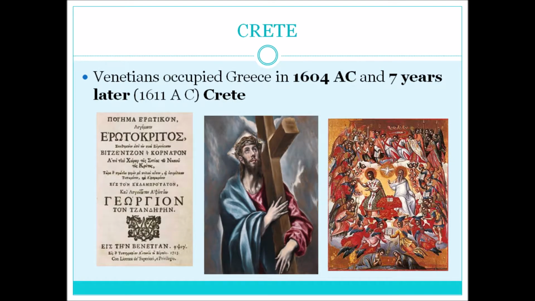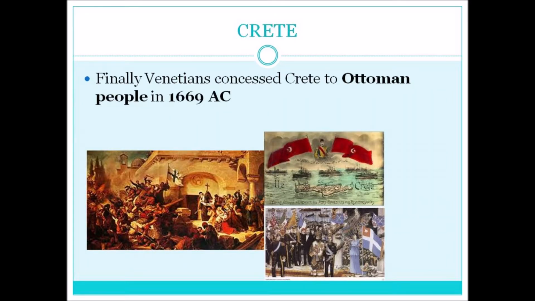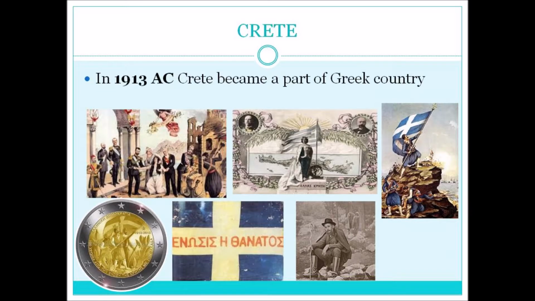Another important fact is the Venetian occupation of Greece in 1604 and 4 years later of Crete. During that time, literature, theater and the arts were in a great flourish. Venetians conceded Crete to the Ottoman people in 1679. Another important incident is the unification of Crete with Greece in 1913. And there are some drawings which depict this theme, and a coin from the European Union with the same theme.